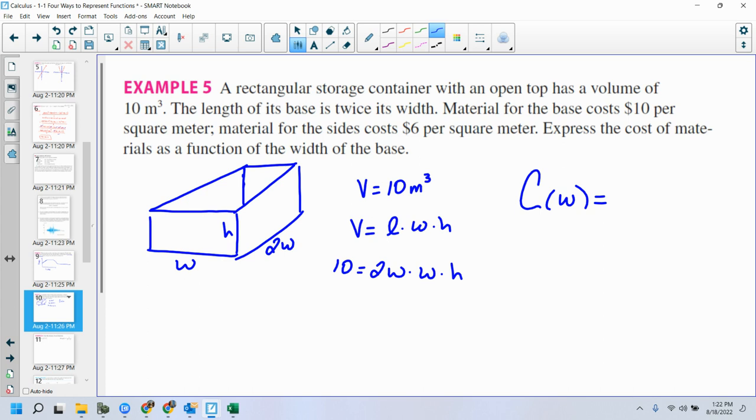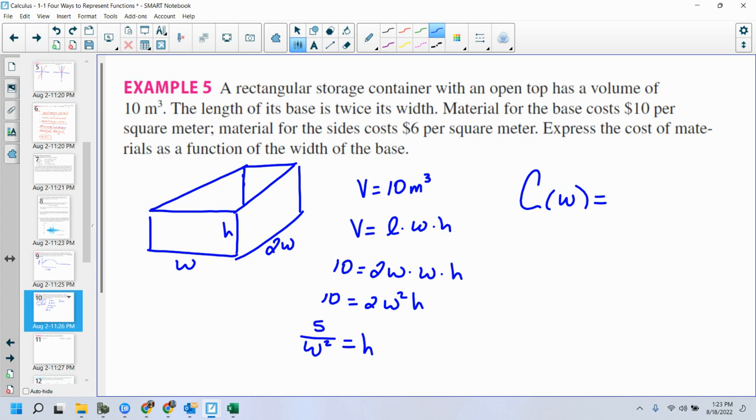Okay, well, take a look at what I can do here. I can say that 10 is equivalent to 2W squared H. And when I solve that equation for H, meaning divide over the 2 and the W squared, that gets me 5 divided by W squared is equivalent to H. So I have just created an equation that I can use in the end to get H out. I know H is equivalent to 5 divided by W squared.